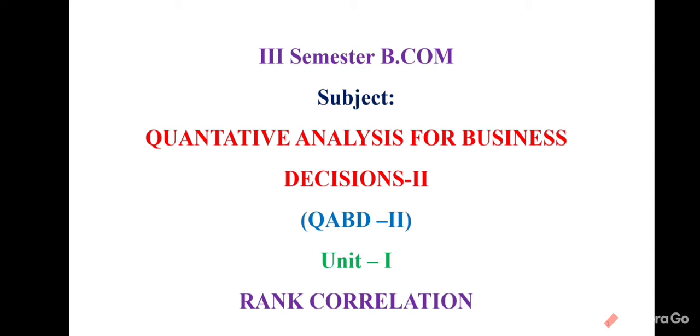I'm going to explain now third semester BCom. Subject is Quantitative Analysis for Business Decision 2, that is in short form we'll say QABT2. Unit number 1, Rank Correlation. It is part 2. Here we are going to study about rank correlation. What is rank correlation? How do you calculate it? Repeated values, non-repeated values, and followed by what are the analysis we have done through rank correlation.